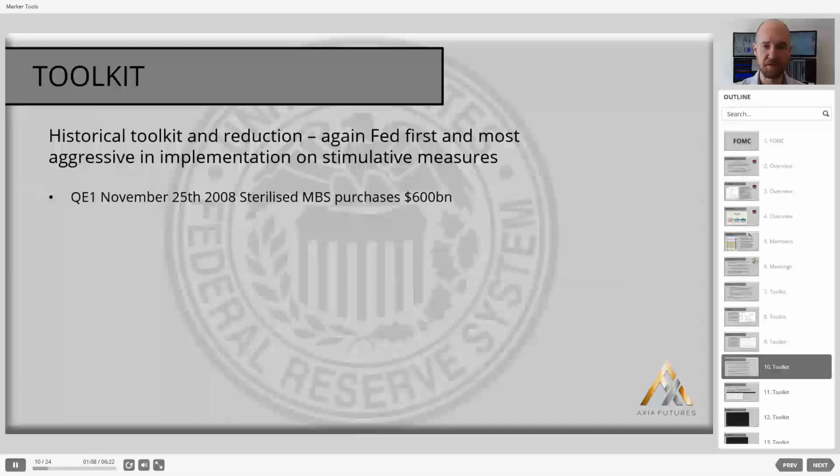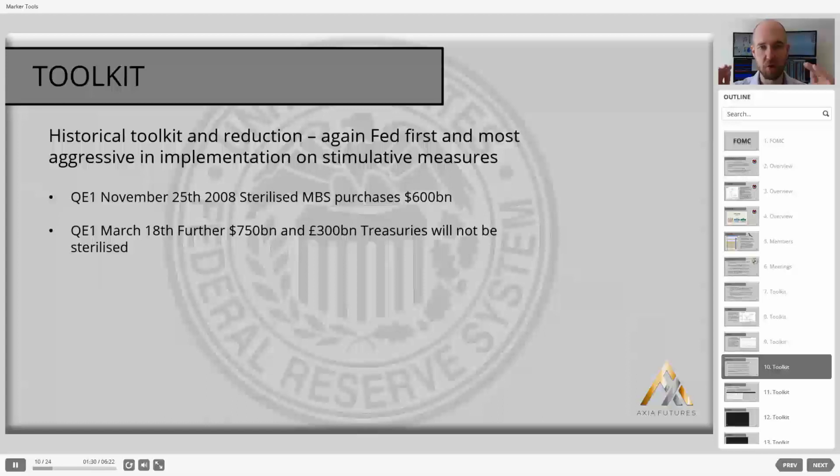This was then advanced. In March 2009, the Fed upped this amount to 750 billion for mortgage-backed securities. So the reason for mortgage-backed securities was to help that mortgage market. That was the cause of the majority of problems during that 2008 crisis. They also decided to buy 300 billion of treasuries, therefore pushing down yields in the treasury markets, particularly in the short end. These were not going to be sterilised, and this was the beginning of full QE. So the Fed then printing money, increasing the size of its balance sheet and buying these securities.